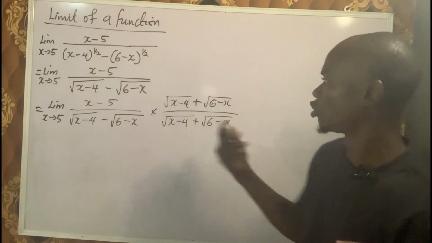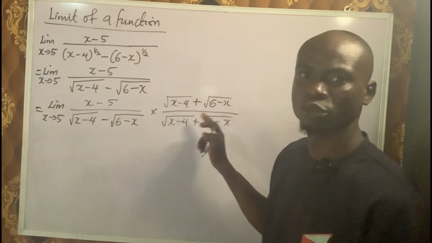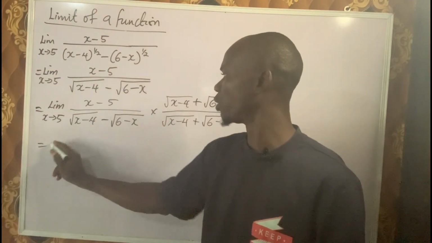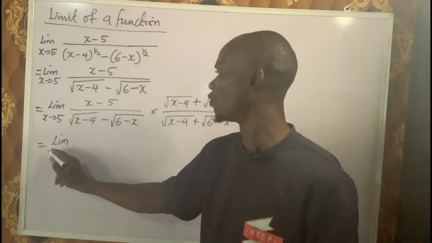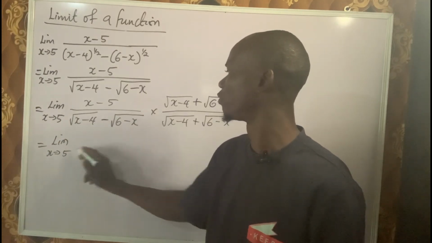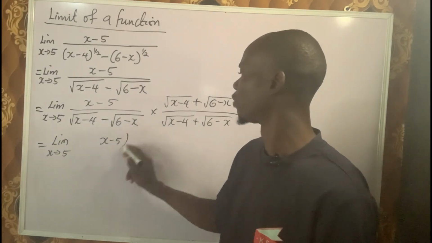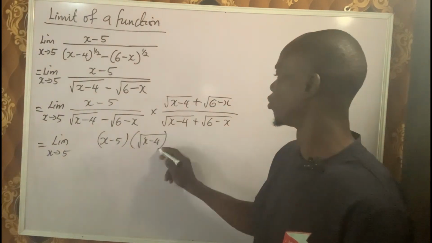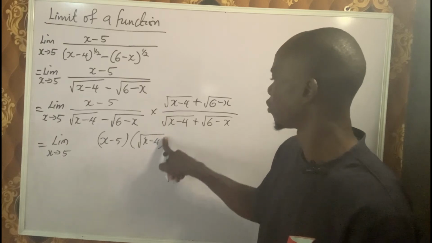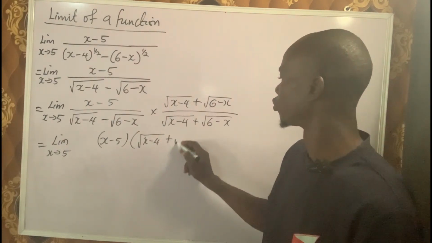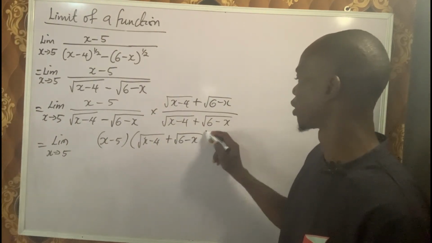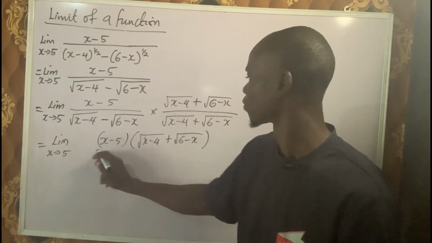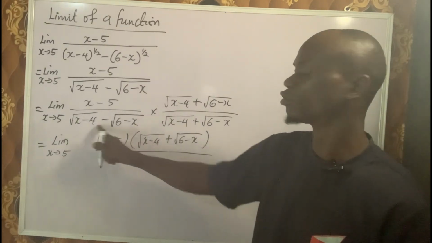If you look at this, just as we did in the first case, the numerator can come together. There's no need to expand, so that we don't waste time. Since I'm not expanding the numerator, I have limit as x tends to 5 of (x minus 5) times (root x minus 4 plus root 6 minus x), all over... this will be a difference of two squares.